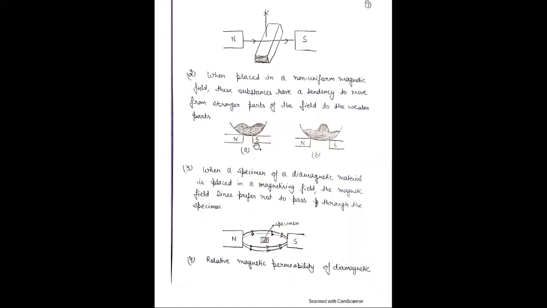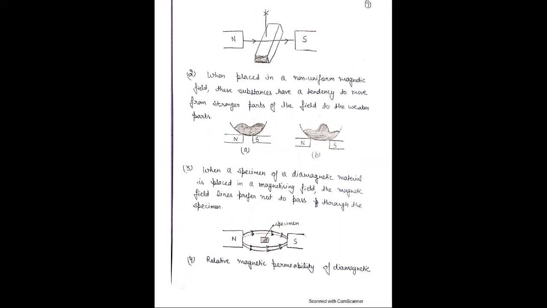Here, the north and south poles represent the magnetic field. This is the longest axis of the diamagnetic material when placed in an external magnetic field. They set their longest axis perpendicular to the direction of the magnetic field, and their shortest axis is parallel to the magnetic field.